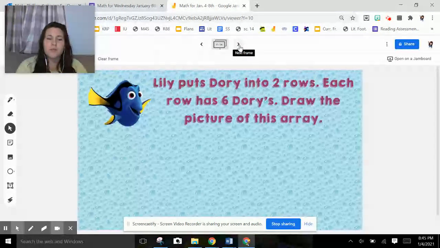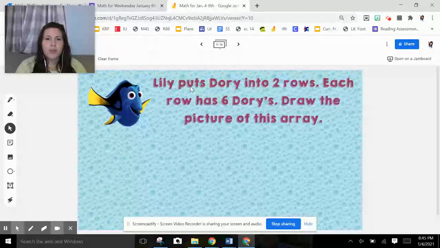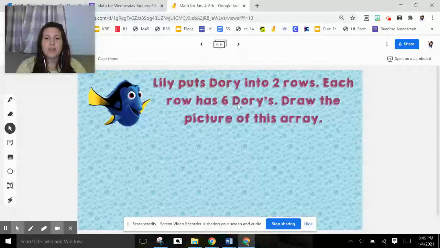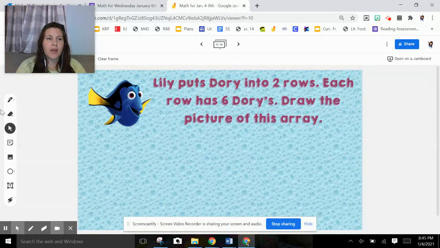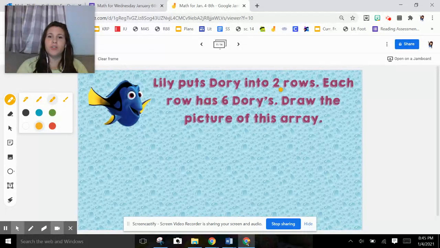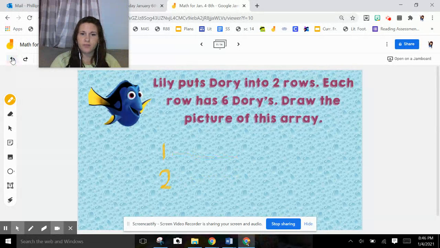So you're going to be seeing some problems where you're going to have to create an array. So the first one says Lily puts Dory into 2 rows. Each row has 6 Dorys. Draw the picture of this array. I'm going to grab a pencil tool. So first thing we're going to do is we're going to say, okay, there's 2 rows. Rows go side to side. So that means I'm going to have 1 row and 2 rows that are going to go side to side, just like that. Stuff on the undo button.